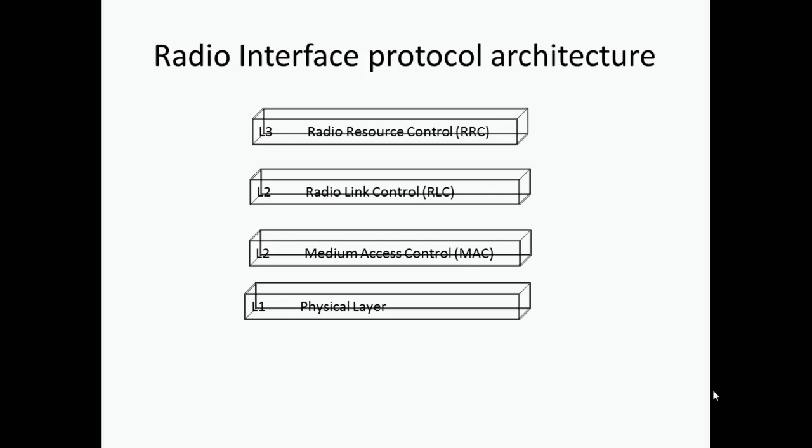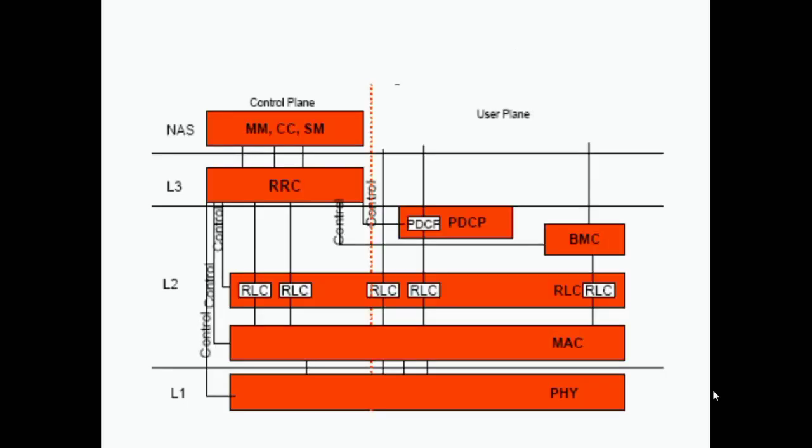Now the radio interface protocol is divided into two planes. First is the control plane and second is the user plane. The control plane is concerned with the signaling and control required to establish the connection between a UE and the network, or request specific services from the network. Whereas the user plane specifies how the user data is to be transferred across an interface after the connection has been established.